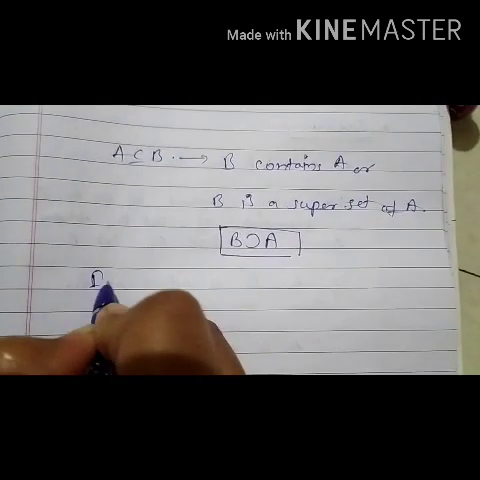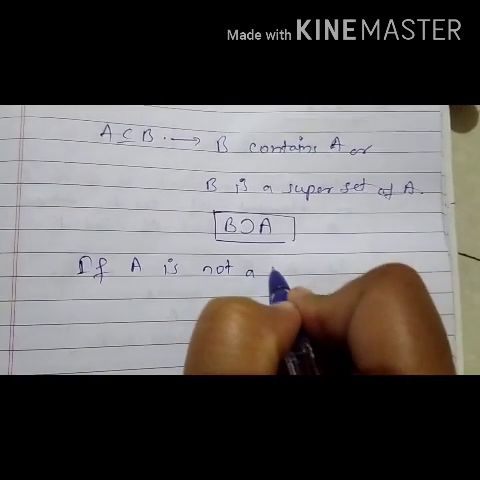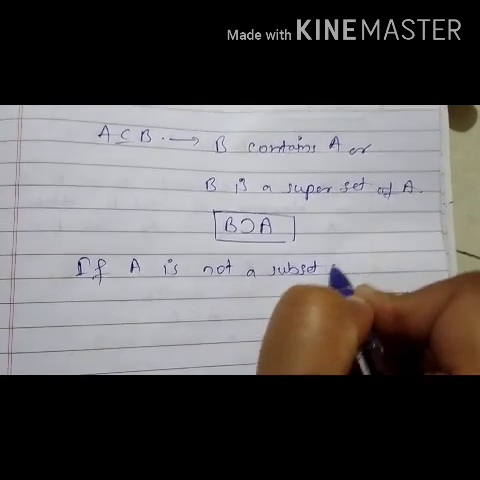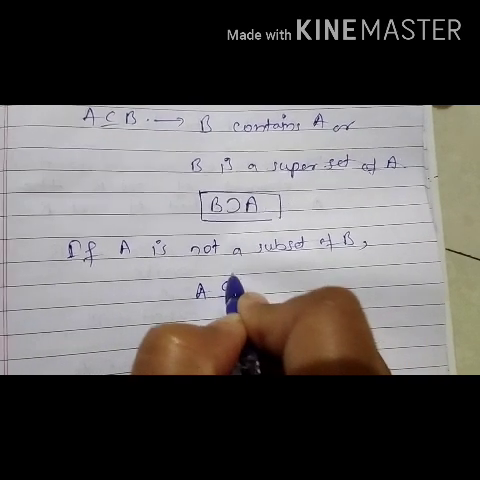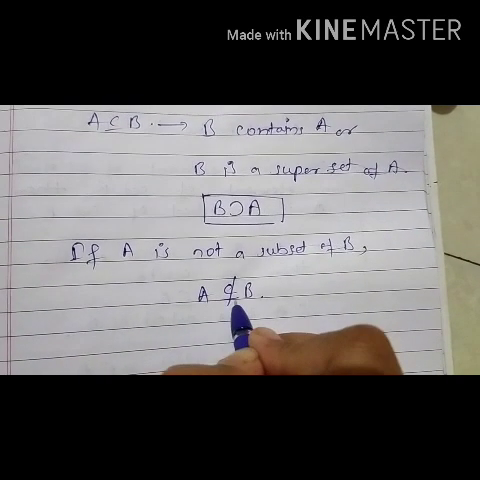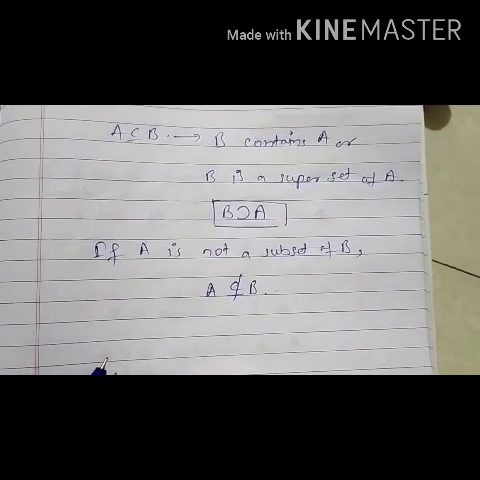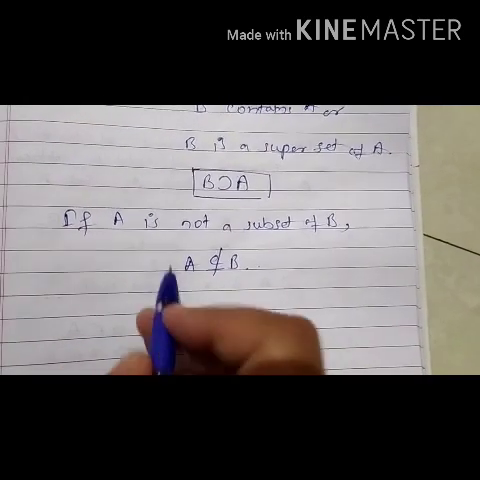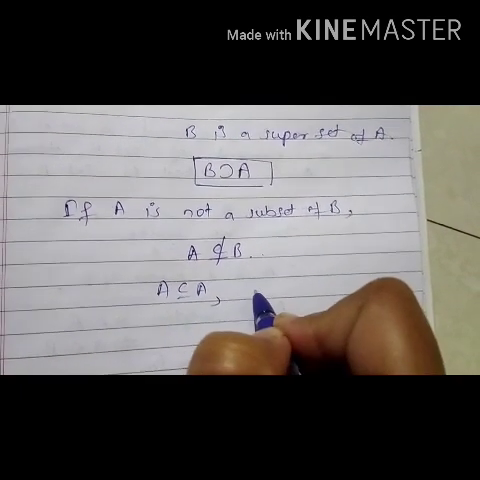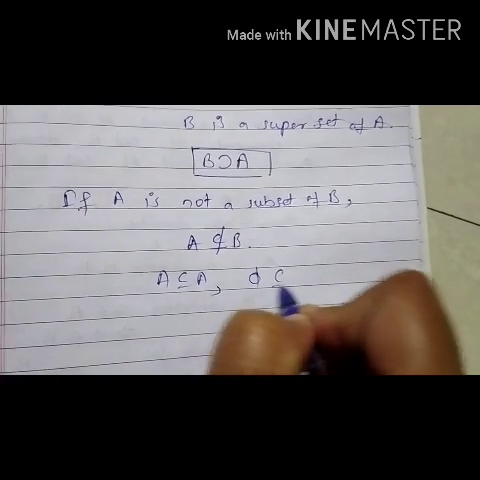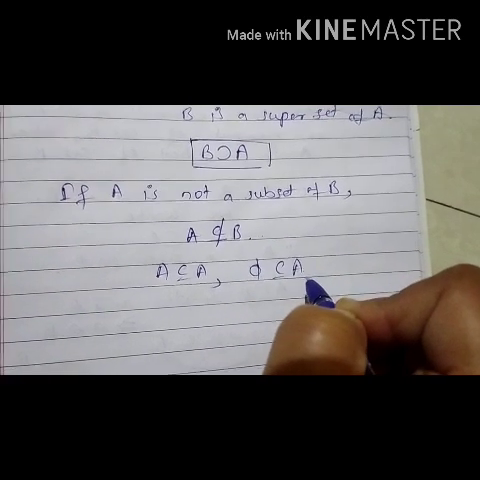If A is not a subset of B, then we write symbolically A is not a subset of B. Understood? Obviously every set is a subset of itself. We can write every set is a subset of itself, or we can have empty set is a subset of every set. If A is any set, then we can write empty set is a subset of every set.